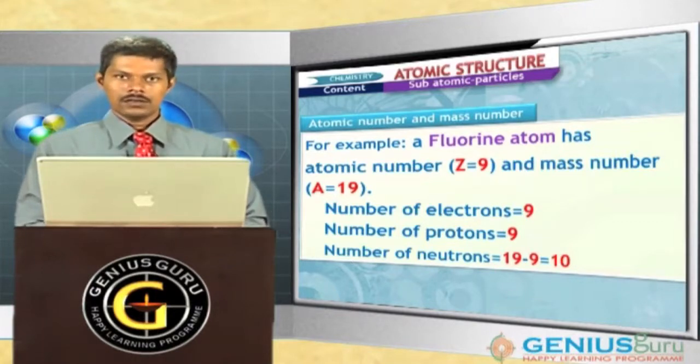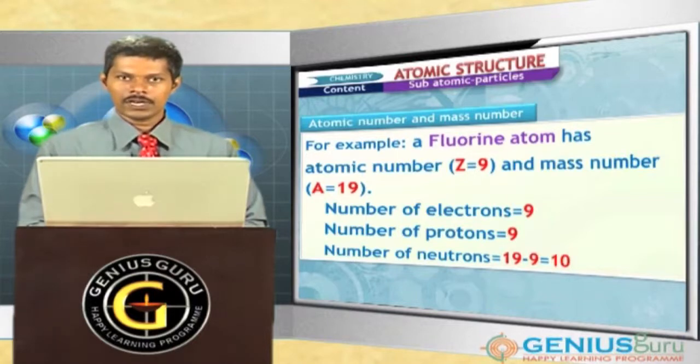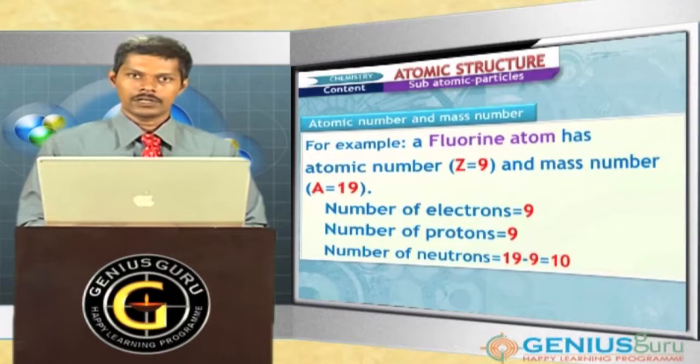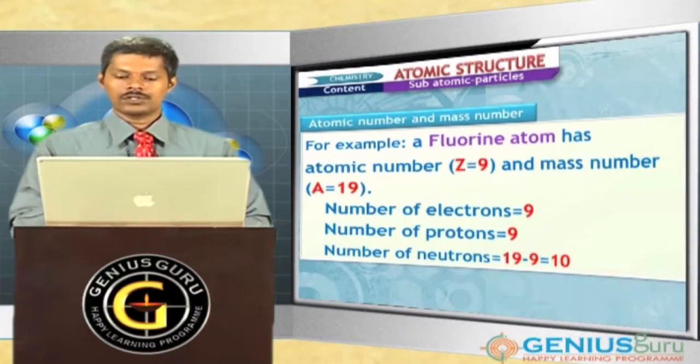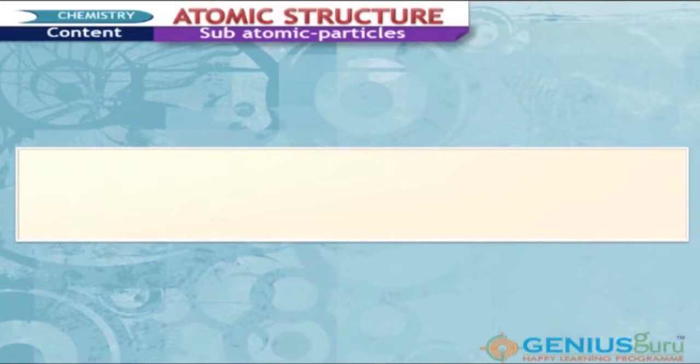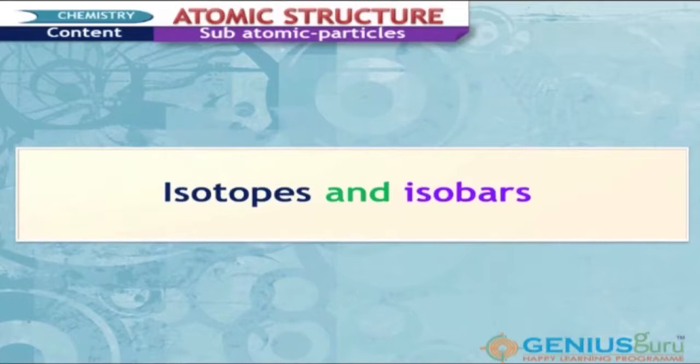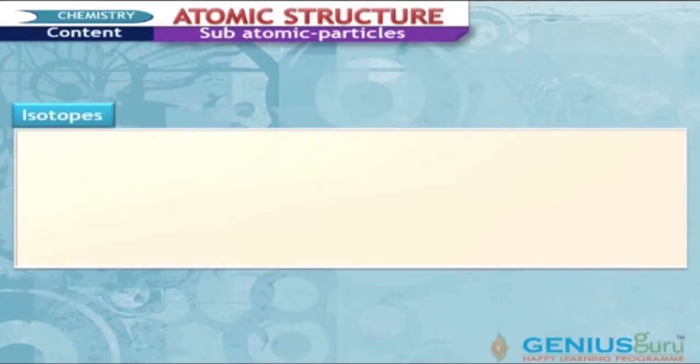So like this, different elements or different atoms contain different numbers of fundamental particles. Another important aspect of atomic structure is isotopes and isobars. These isotopes and isobars are particularly related to atoms. Let us know about isotopes and isobars.